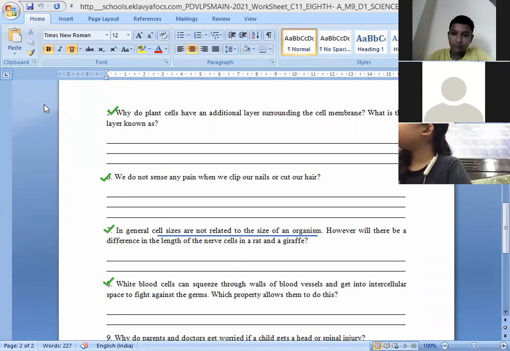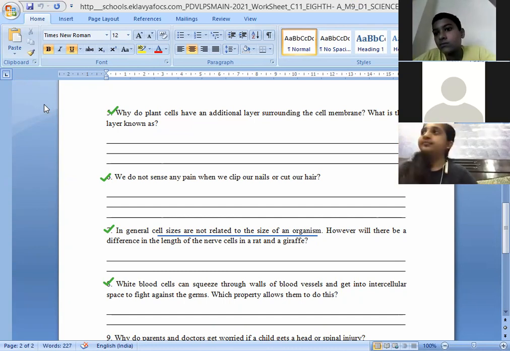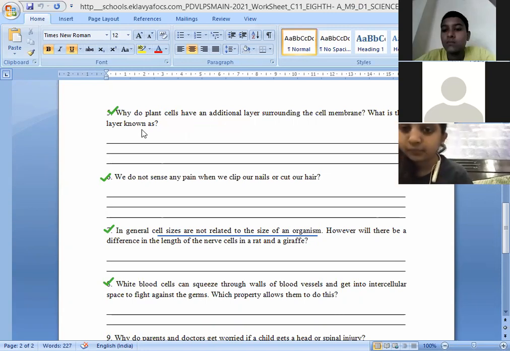Because the neurons, yes, tell me. If there is a spinal injury, it may affect the nervous system and the information will not flow to the brain. Also, the spinal cord helps the human to stand still instead of bending. Hence, the doctors and parents get worried when there is a spinal injury. Yes, a spinal or head injury is very serious. Once there is a problem in the head, the neurons cannot be repaired. The cells present in the brain cannot be repaired once they get damaged.